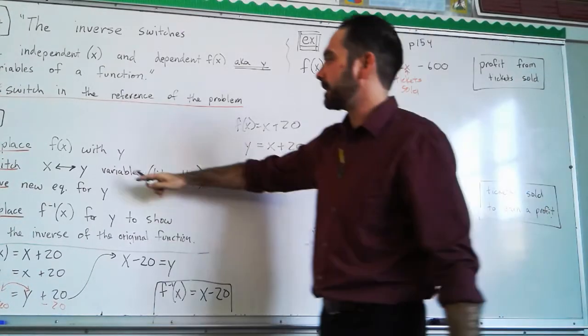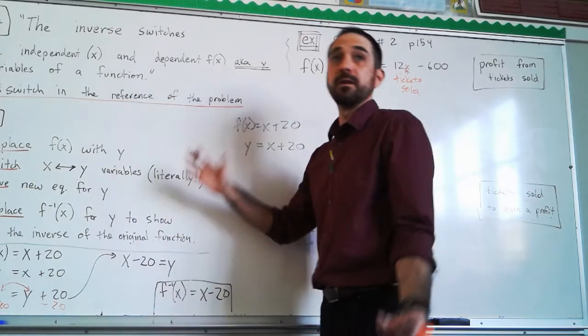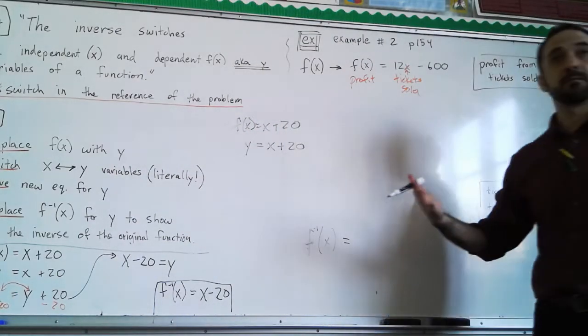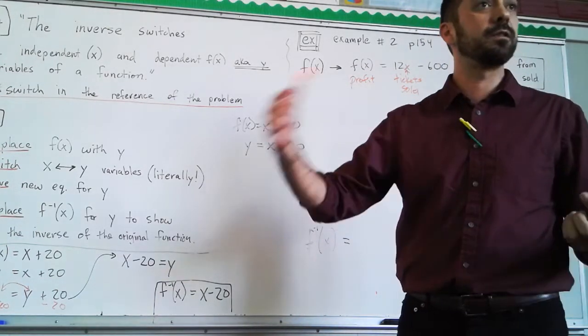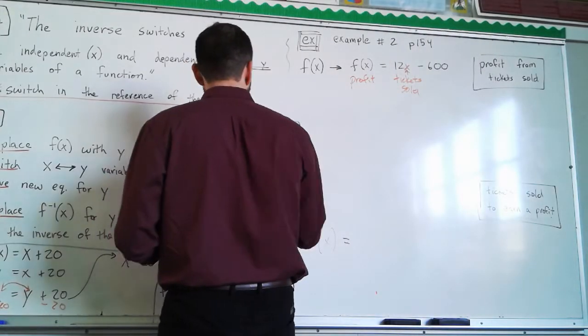Switch your x and y variables. Literally switch your x and y variables. So wherever you had the x, that's where the y is going to go. Wherever you had the y, that's where the x is going to go. So I'm going to switch these and end up with x is equal to y plus 20.